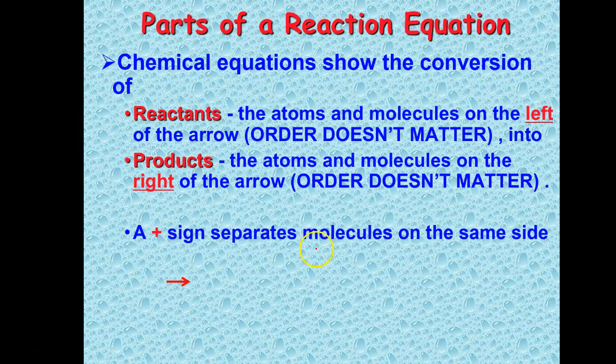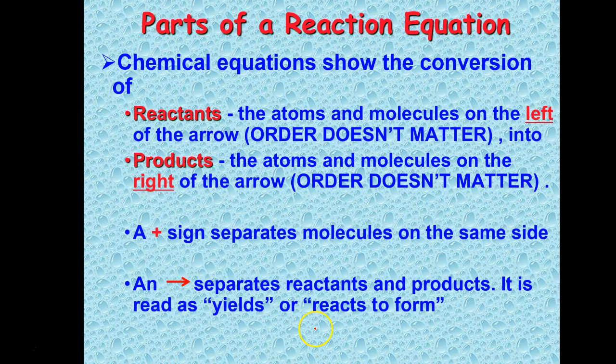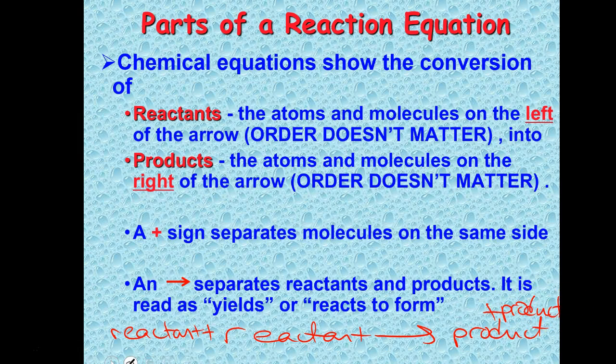They have a plus sign that separates molecules that are on the same side of the arrow, on both sides of the arrow. And then they have an arrow that separates the reactants from the products. It goes reactants, arrow, products. And if there's more than one, then it's reactant plus reactant goes to product plus product. Can't quite fit that all in there.